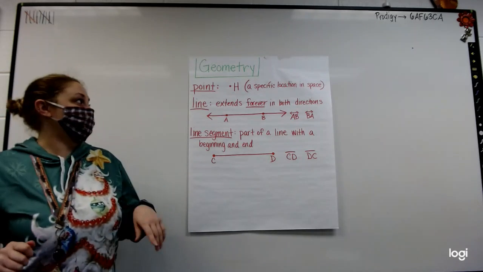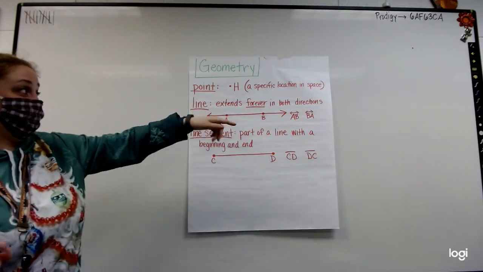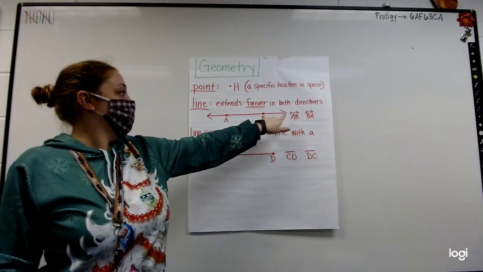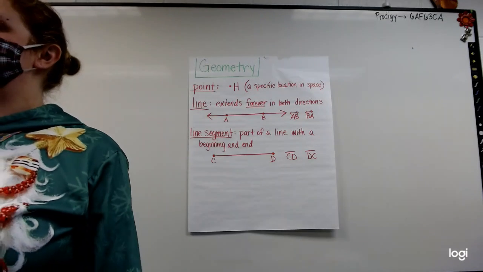Okay, so to review real quick, a point, you name a point just with any letter. A line that goes forever in both ways, you name it with 2 letters that are on the line. And your hat has to have the arrows. Okay, what hat does your line segment wear?